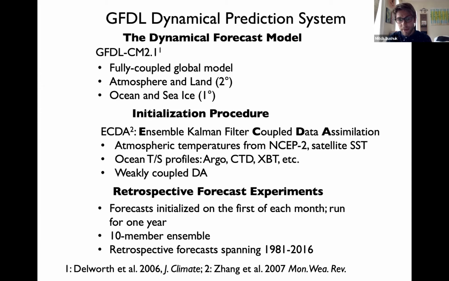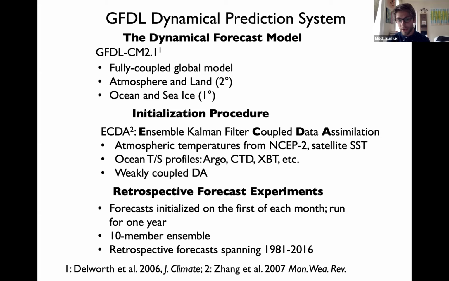And we initialized this model using GFDL's in-house weakly coupled data assimilation system. So this is based on an Ensemble Kalman filter approach. And we're assimilating atmospheric temperature data from NCEP2 reanalysis data, satellite sea surface temperatures, and then a whole variety of different ocean temperature and salinity profiles from Argo, CTDs, XBTs, and a bunch of other sources in the World Ocean Database.